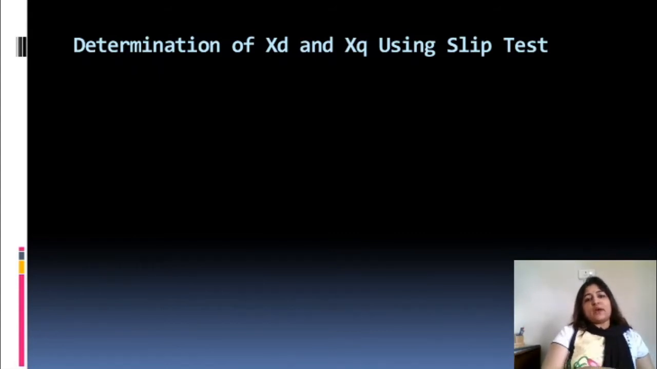So the best method to find out or to determine the value of Xd and Xq for a particular salient pole alternator is the slip test. Now when we say slip test, slip itself tells us the difference in the speed, because we have learned induction motors before. So we know what slip is. Slip is nothing but the difference in speed. So let's try to understand how we will find out Xd and Xq with the slip test.